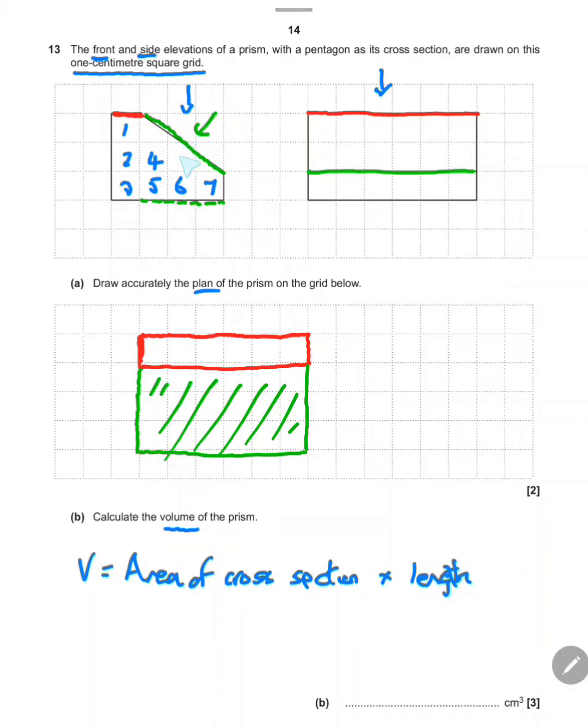These two parts will make a full square, and these two parts will make a full square. So the area is 9. And we're going to multiply by the length. 1, 2, 3, 4, 5, 6. 9 sixes or 6 nines of 54. And because this is a volume, we've got centimetres cubed.